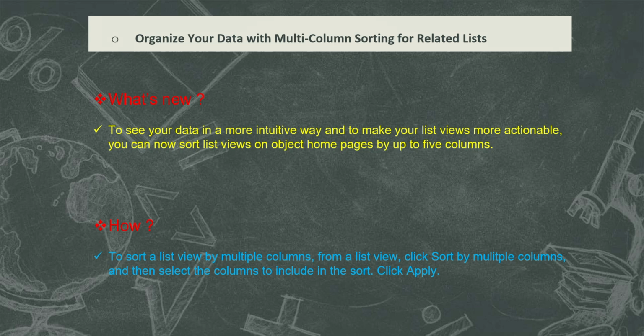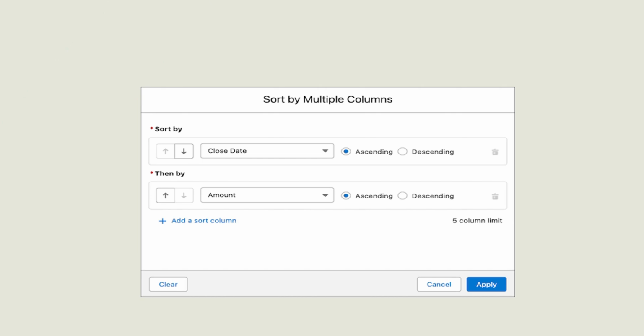So you will see in the diagram that you can add up to 5 sort columns. Here I am showing 2, but you can add up to a 5-column limit. In this you can sort on a particular field, whether ascending or descending, and it has a limit of up to 5 that you can add.